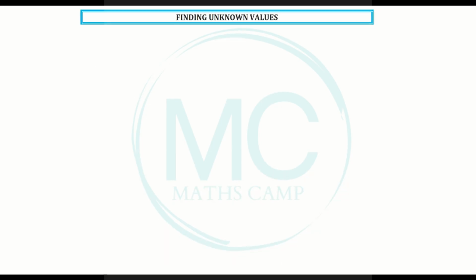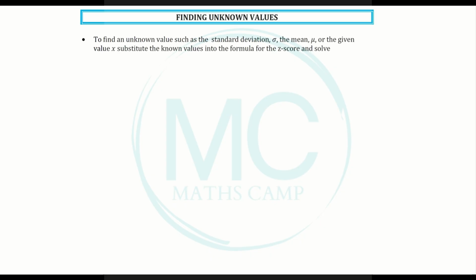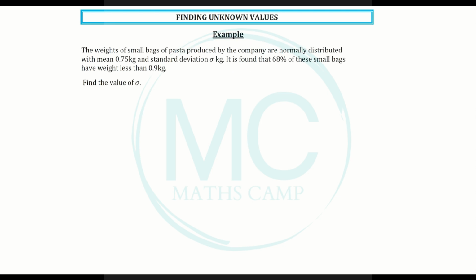Now I'd like to look at how we go about finding unknown values. To find an unknown value, such as the standard deviation sigma, the mean mu, or the given value x, we substitute the known values into the formula for the z-score and solve. Just remember that if you have two unknown values to find, use simultaneous equations. Let's look at an example.